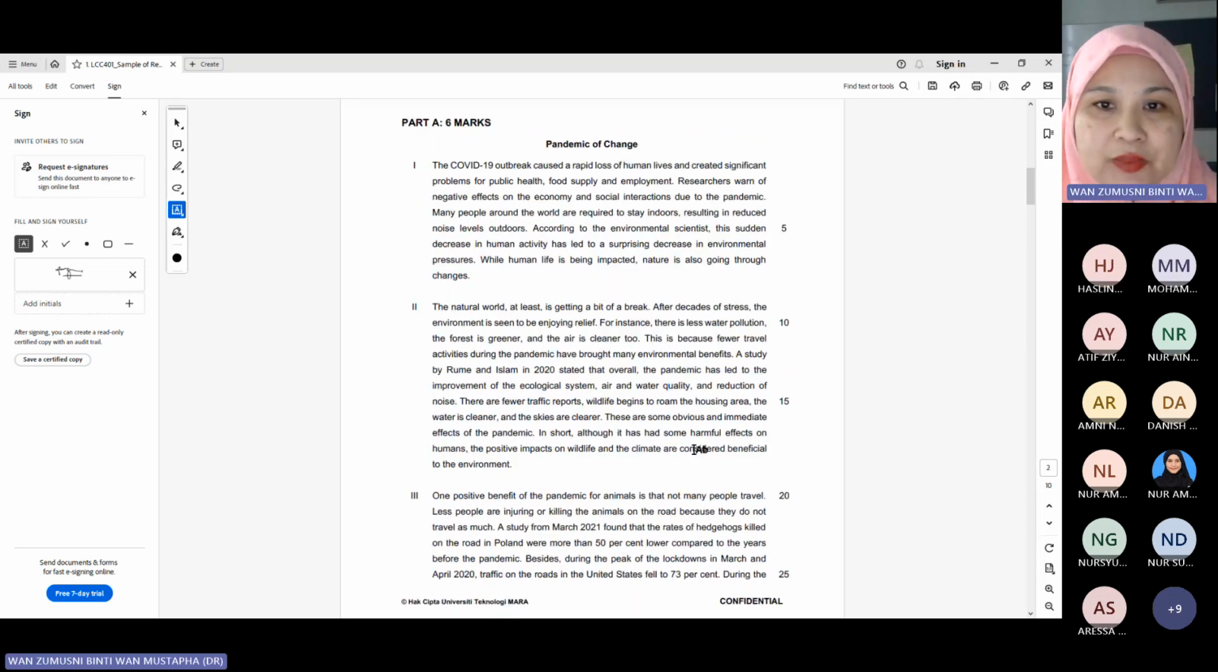Okay, so this is the first part. The title of the article is Pandemic of Change. If you have the paper, take out the paper and look at your answers. And this is the introductory paragraph. Okay.